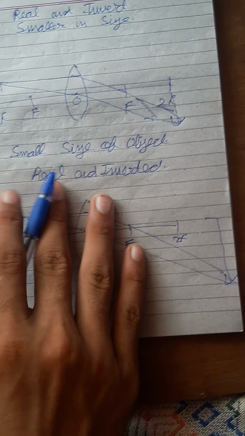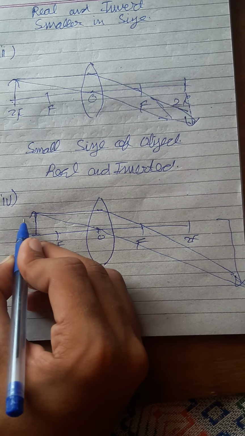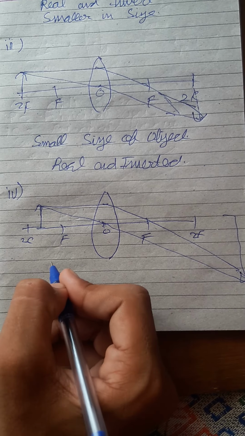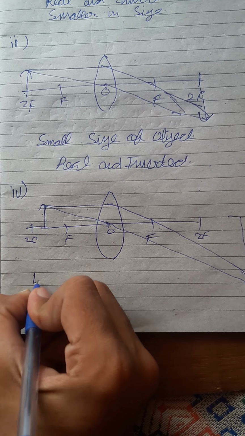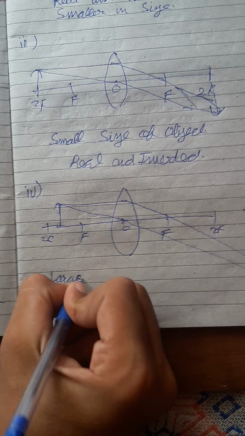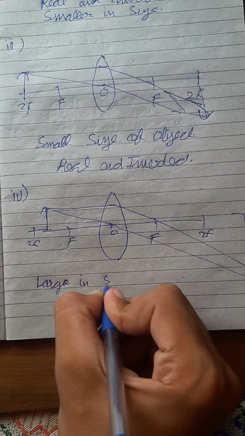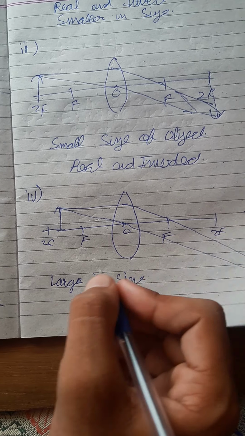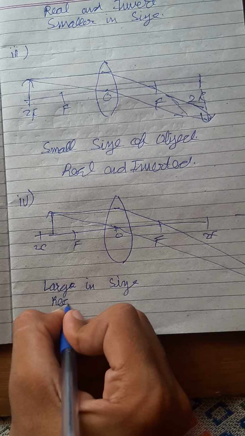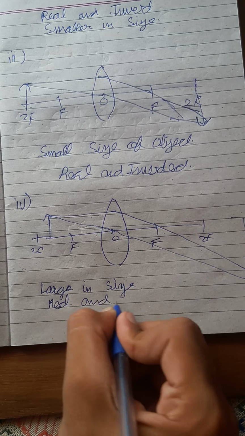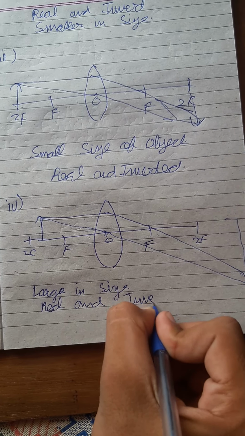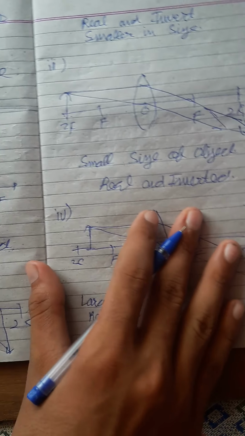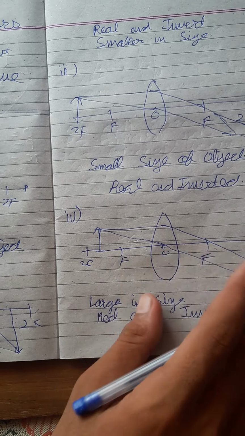So what are the characteristics? As you can see, this is smaller and this is larger, so the image formed here is larger in size, and also it is real and inverted.